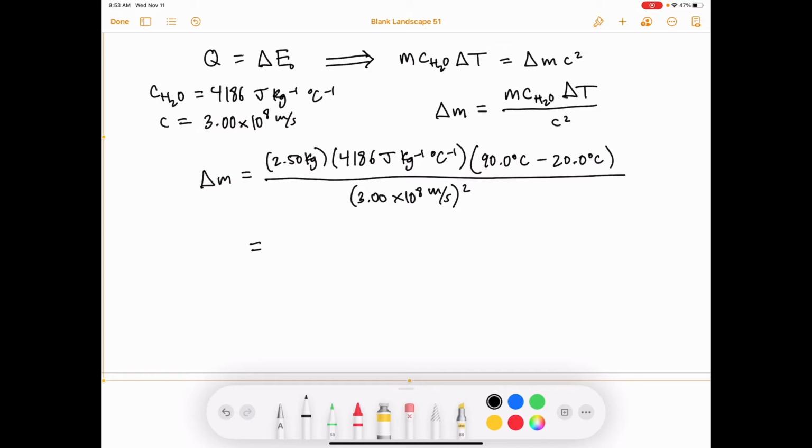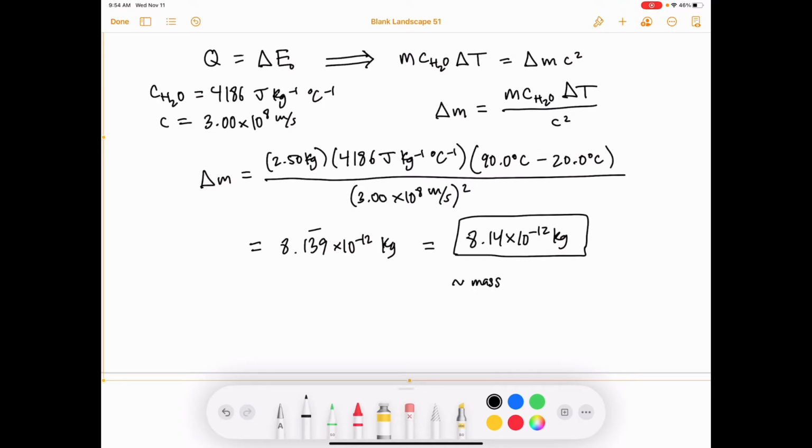So if you calculate that, you get 8.139 times 10 to the minus 12 kilograms. And we round that to 3 sig figs to get 8.14 times 10 to the minus 12 kilograms. So yeah, that is a very small amount of mass, about 1 trillionth of a kilogram, which is roughly the mass of one bacteria, just to give you a sense of scale.